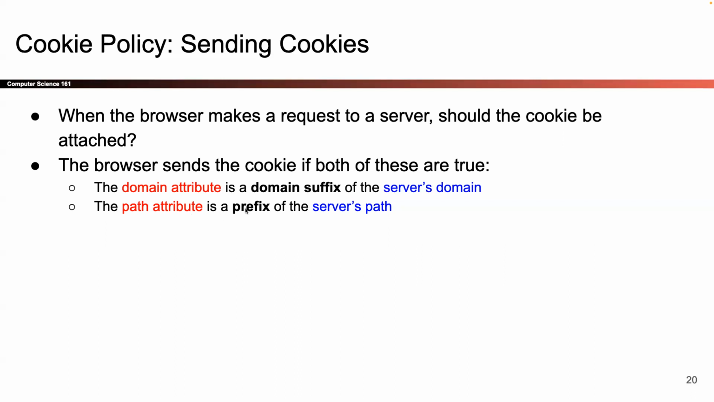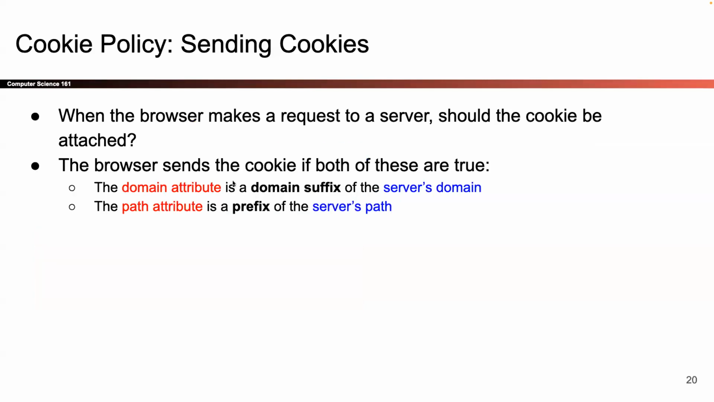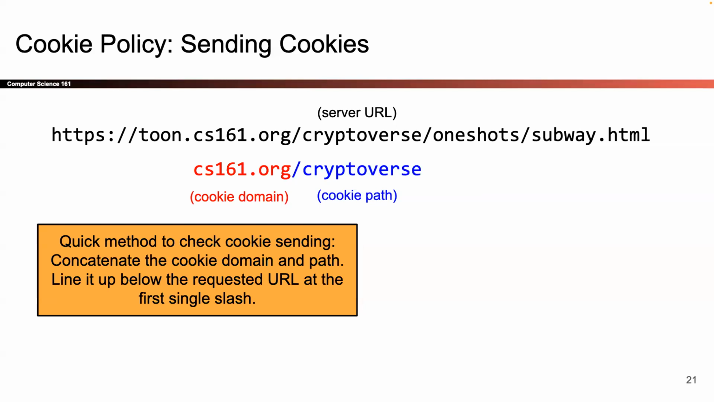So this is what it looks like in words. You can think of it as the domain attribute has to be a suffix, has to be more specific than the server's domain. The path attribute has to be a prefix, has to be less specific than the server's path. But honestly, I'm not a huge fan of this. So here's my little trick for doing sending cookie comparisons. It does not have to be your trick. If you really like thinking about suffixes and prefixes, you totally can. But here's what I do.